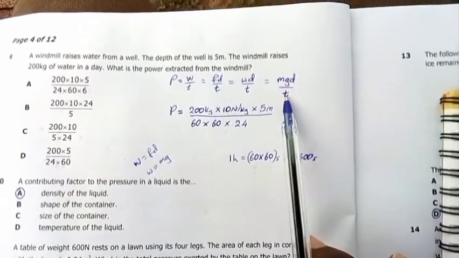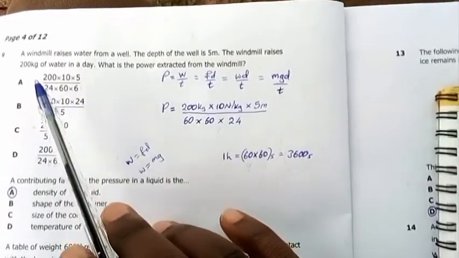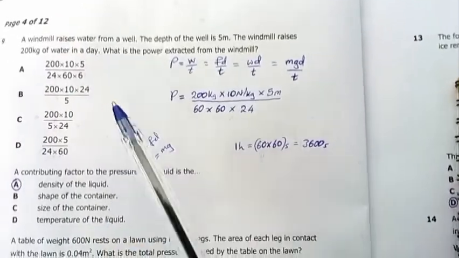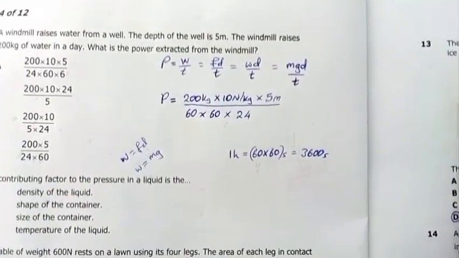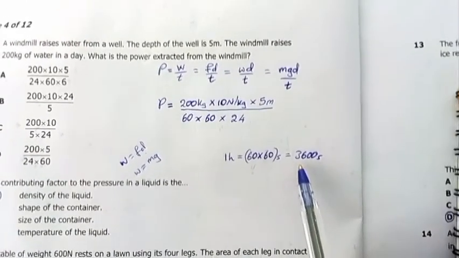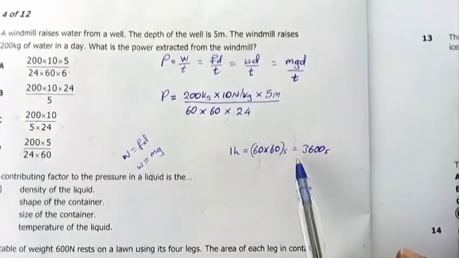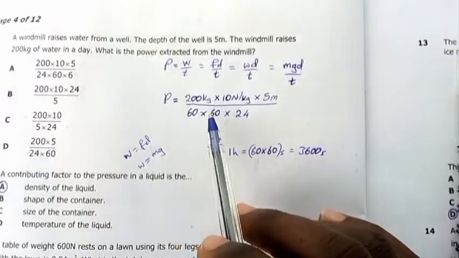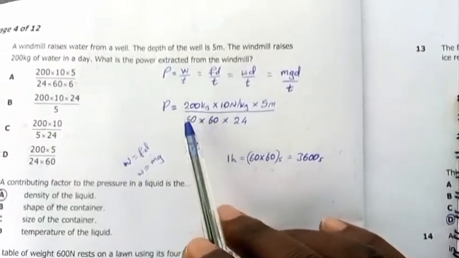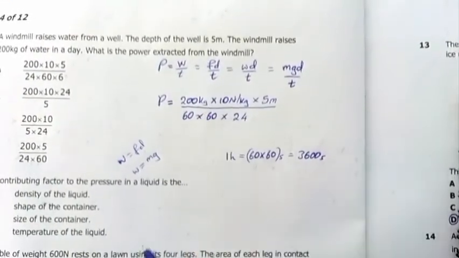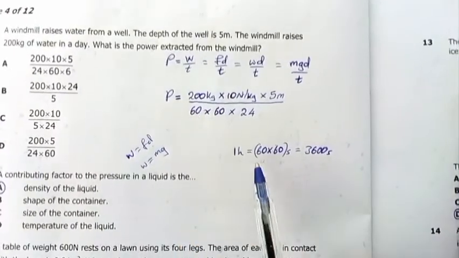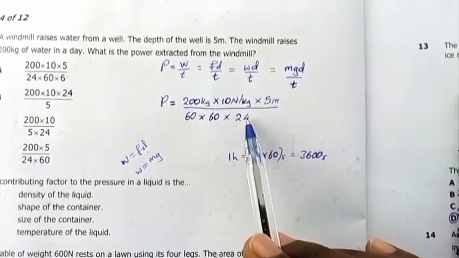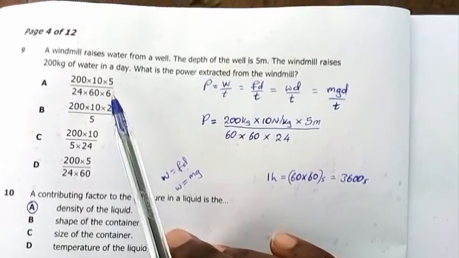Then time, they've said the windmill raises this much water in a day. So how many seconds? Because we measure time in seconds. Understand that one day is made up of 24 hours. Each hour is made up of 3,600 seconds, because 1 hour is equal to 60 by 60 seconds. So this is 1 hour in terms of seconds, times 24 to get the actual number of seconds. So the answer here should have been maybe this one by adding a 0 here.